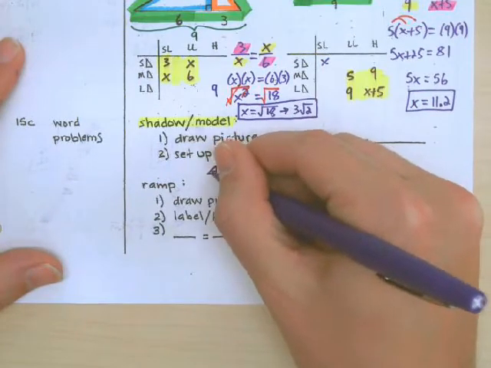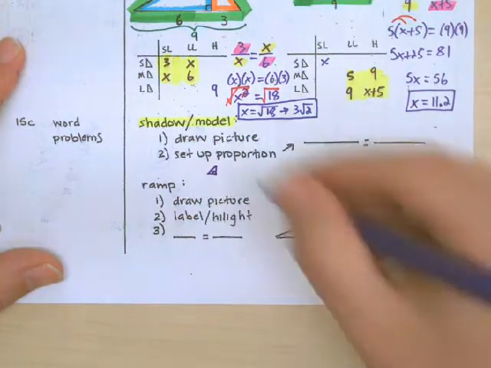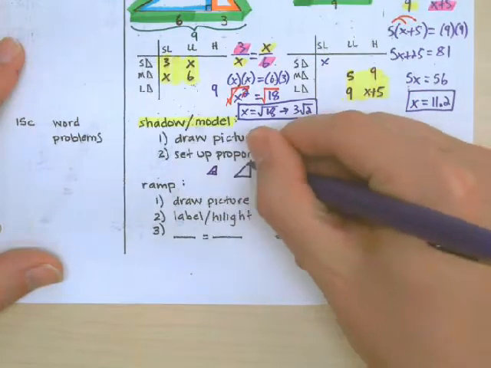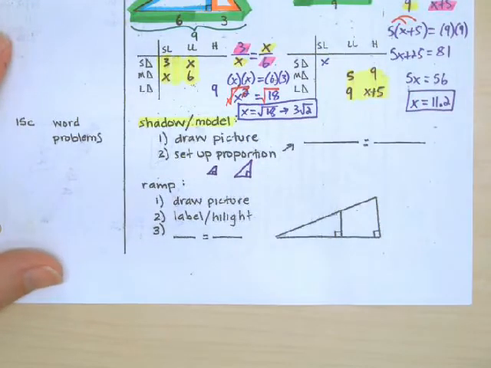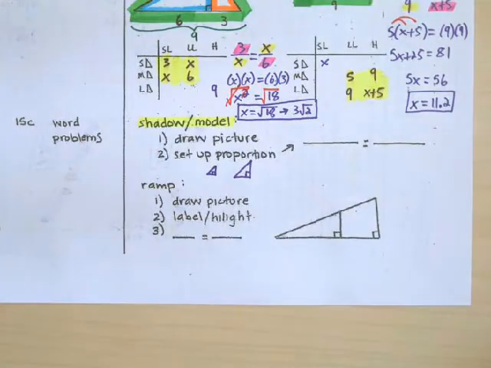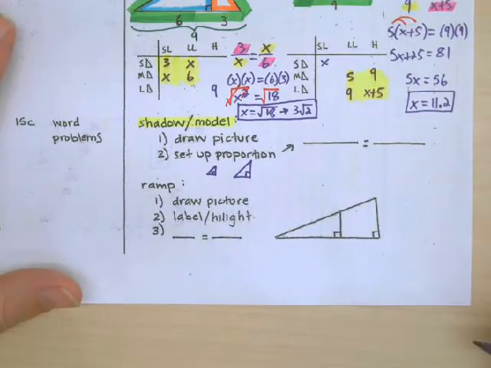where you have one small triangle and you have one big triangle. That'd be a good way to draw a picture for a shadow or model problem. The second step is to set up a proportion. So here's the way to set it up.